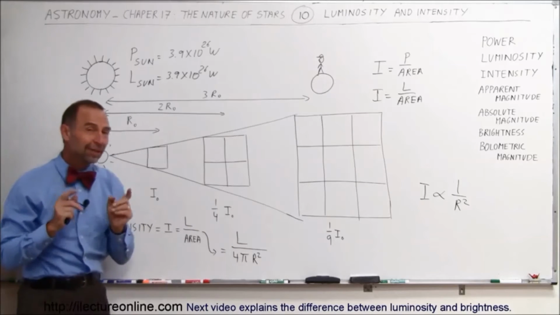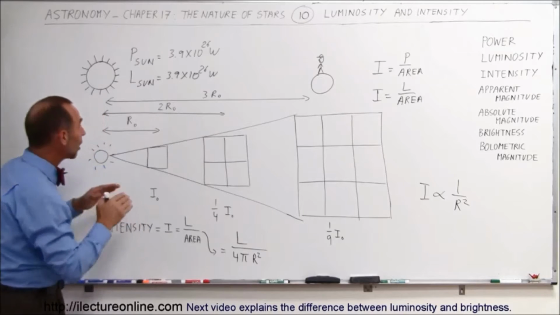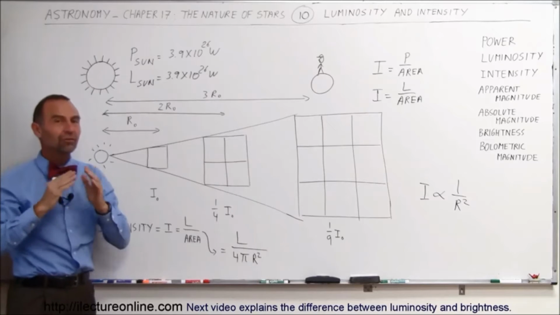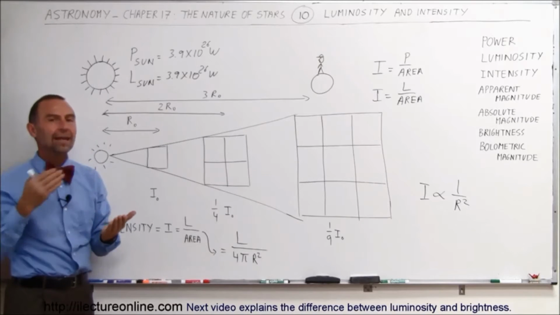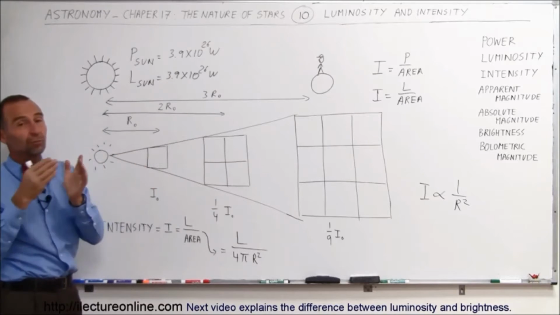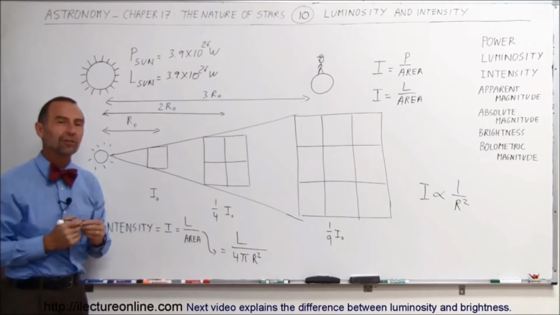Now, a very big distinction here is that when we talk about intensity and luminosity, we do talk about the energy coming from the star in all frequencies and wavelengths, not just visible light, but also UV and infrared. Because some stars give off more UV energy, some stars give more infrared energy, some stars are more centered around the visible light.